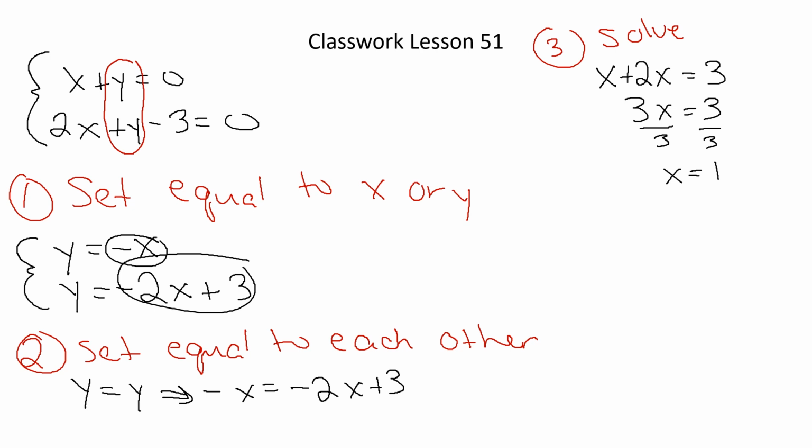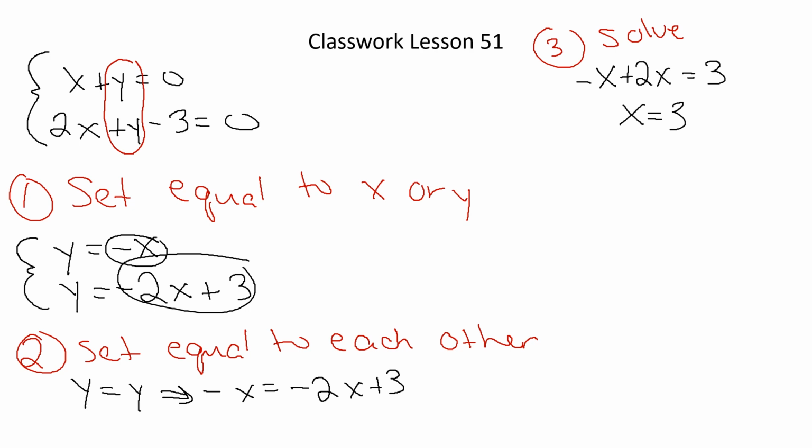Except I just realized I messed up. Hold on. This ain't right. Because I forgot, this is negative. There's a negative right there that I forgot. So let me start that part over. So negative x plus 2x is 1x, which is the same thing as just x. So x equals 3.